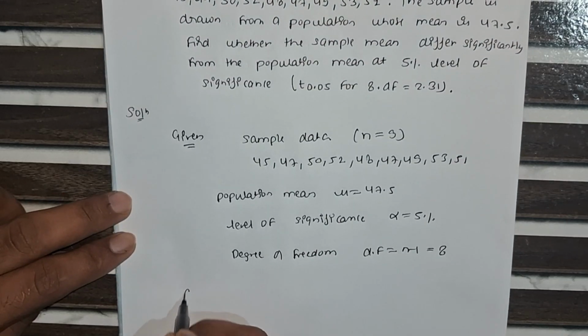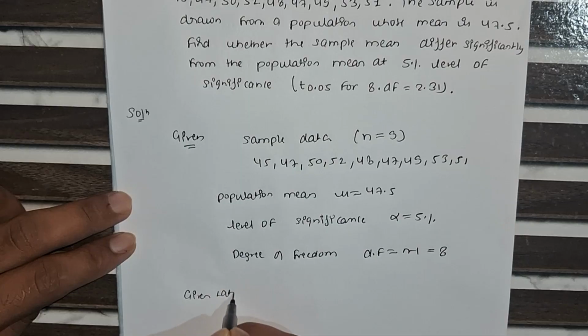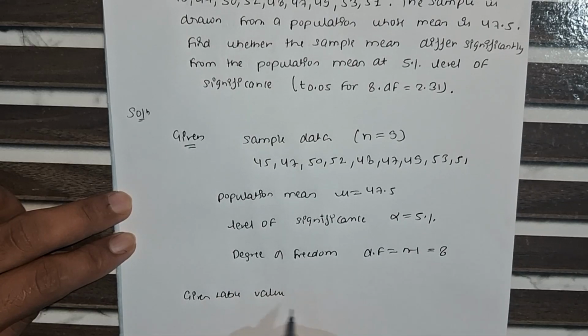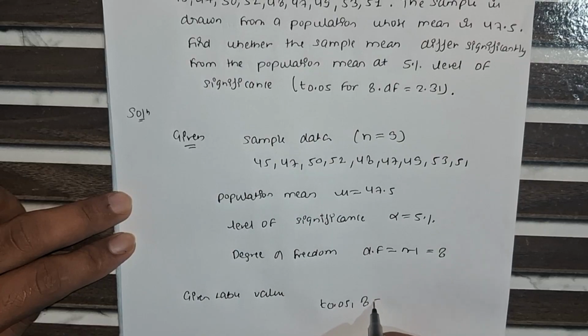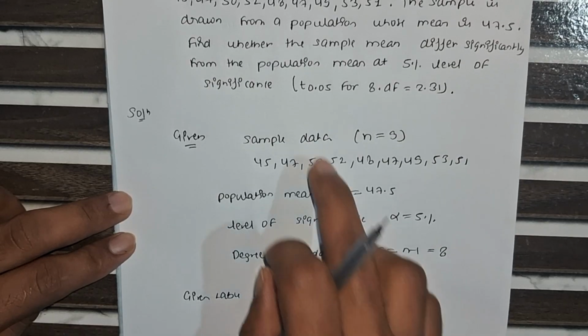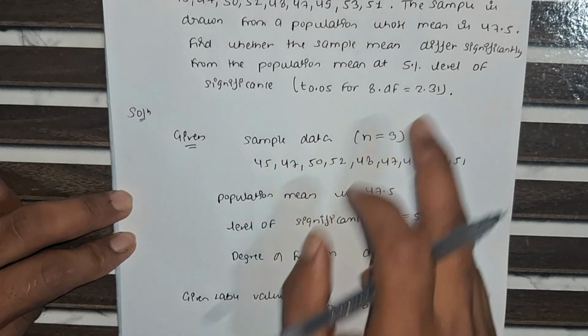Given table value means t at 0.05 comma 8, which equals 2.31. So these are the things which are given in this question. Now let's solve this question.